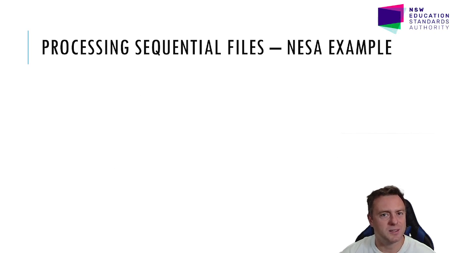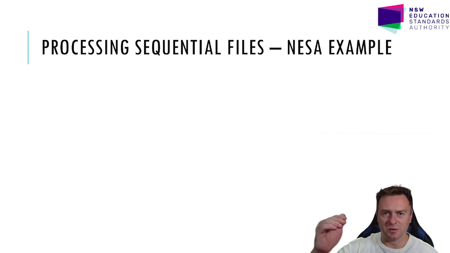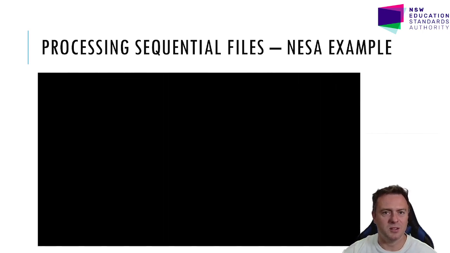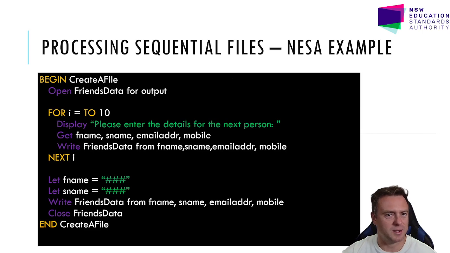So when you're processing a sentinel sequential file, which means just a file like a text file, here's the general process that happens with NESA. So begin, we create a file, we open the file for output. So we're going to be creating this new thing. And then for I equal to 1 to 10, we're going to display the next details of the next person, get the first name, surname, email address, mobile, and then write to friends data from fname, sname, email address, and then the mobile, next I. So that should do the first 10 out of the sequential file.